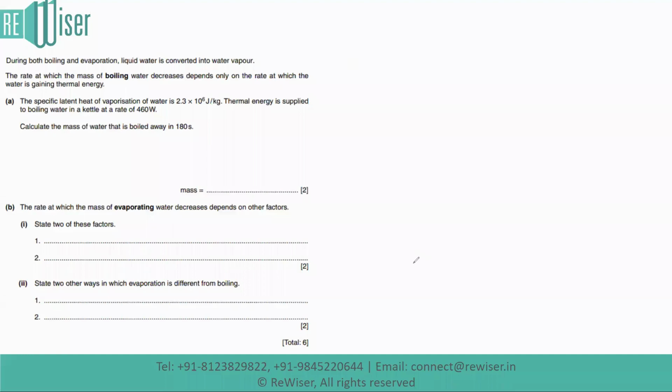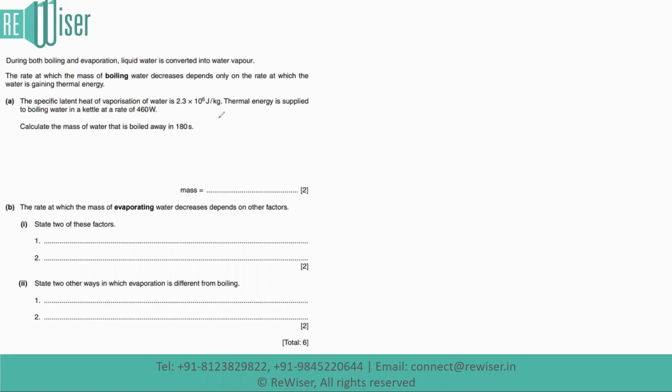Let's start with this question. During both boiling and evaporation, liquid water is converted into water vapor. The rate at which the mass of boiling water decreases depends only on the rate at which the water is gaining thermal energy. The specific latent heat of vaporization of water is 2.3 × 10^6 joule per kilogram. Thermal energy is supplied to boiling water at a rate of 460 watt. Calculate the mass of water that is boiled away in 180 seconds.